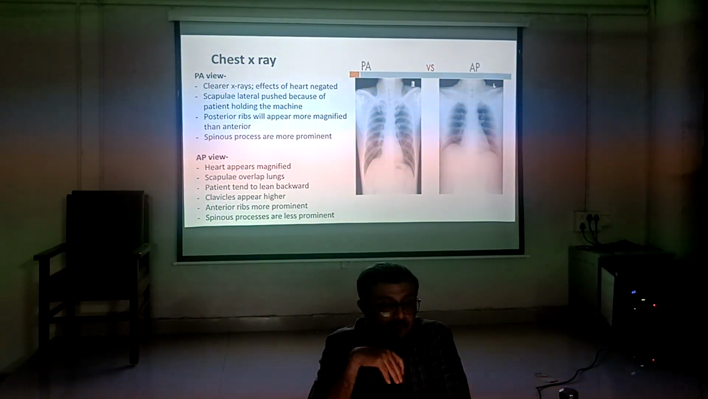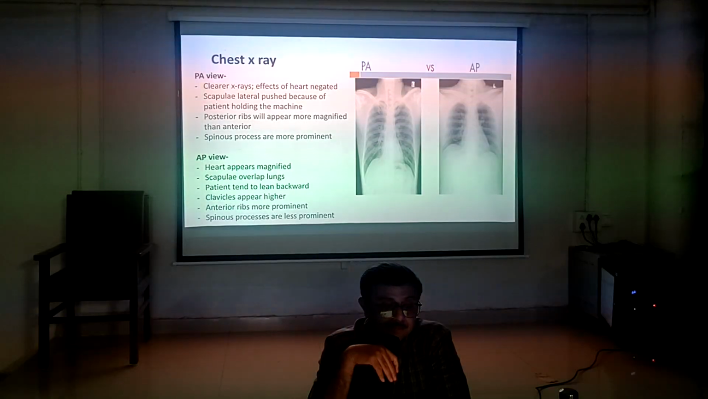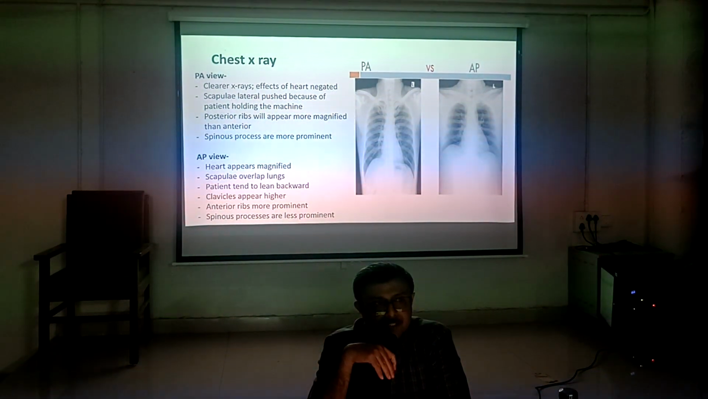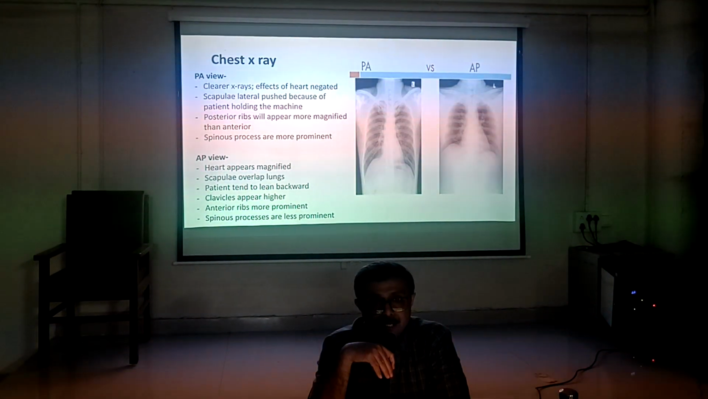Posterior ribs will appear more magnified than anterior. Spinous processes are more prominent, just like lighted lamps.